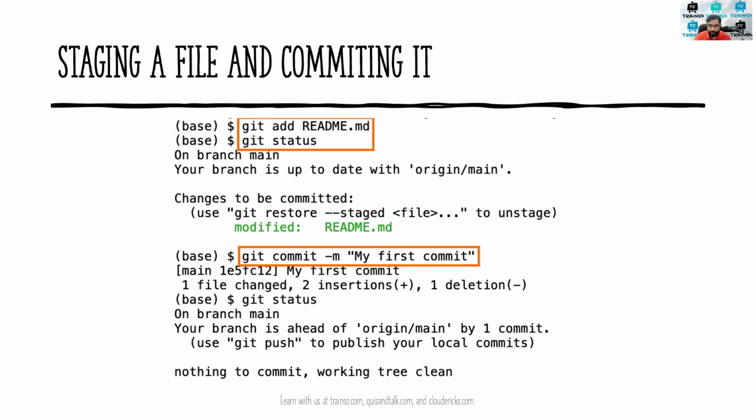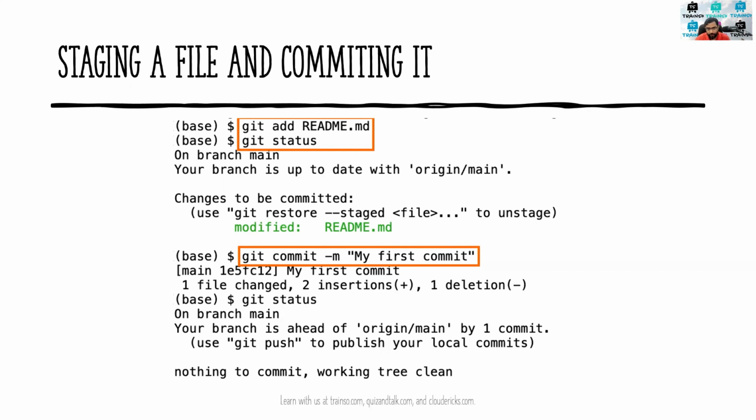It will remind me your branch is ahead of origin/main by one commit. Use git push to publish your local commits. When I do git push, all these commits will go to the server. Since I have committed all staged files, it will say nothing more to commit, working tree clean.